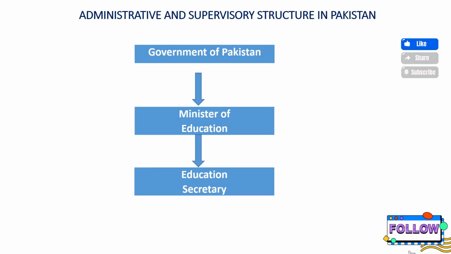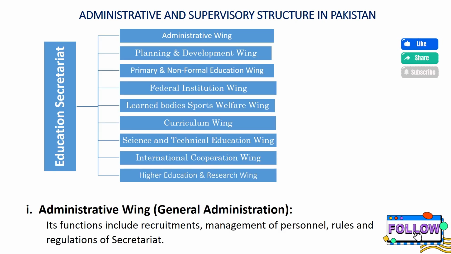First, the Government of Pakistan has the Minister of Education and the Education Secretary. Now there are the Administrative Wing, Planning and Development Wing, Primary and Non-Formal Education Wing, Federal Institution Wing, Learn Bodies, Sports and Welfare Wing, Curriculum Wing, Science and Technical Education Wing, International Cooperation Wing, and Higher Education and Research Wing. All these departments have their own duties. Now we will discuss them one by one.